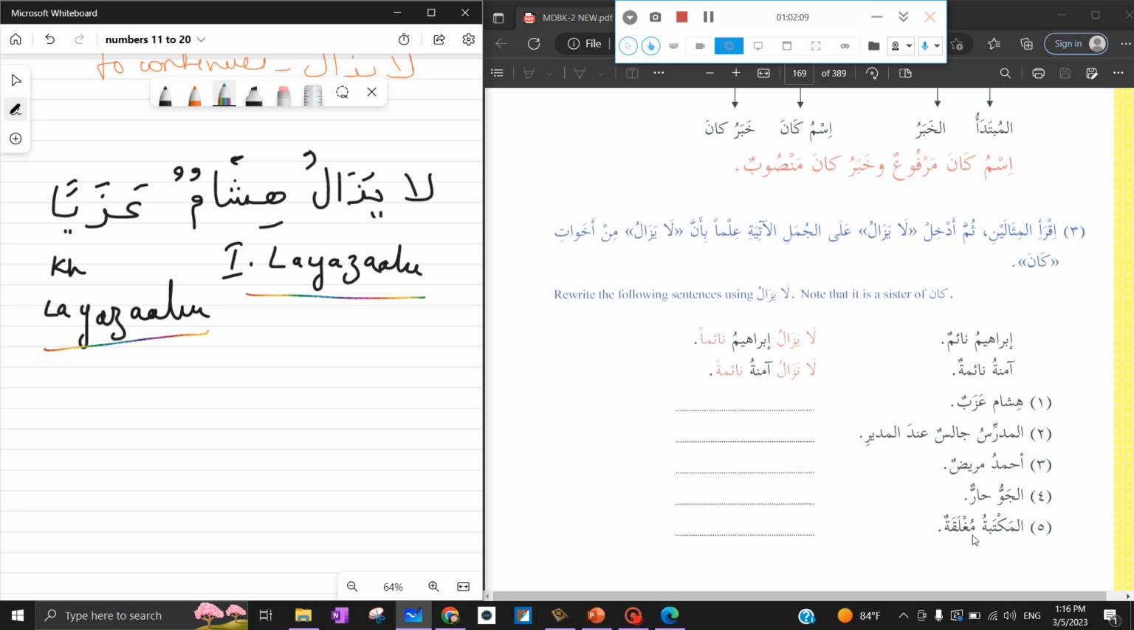Al-maktabatu mughlaqatun. La yazalu al-maktabatu mughlaqatan. The ta marbuta will have a clear fathatain. That means the library is still open.